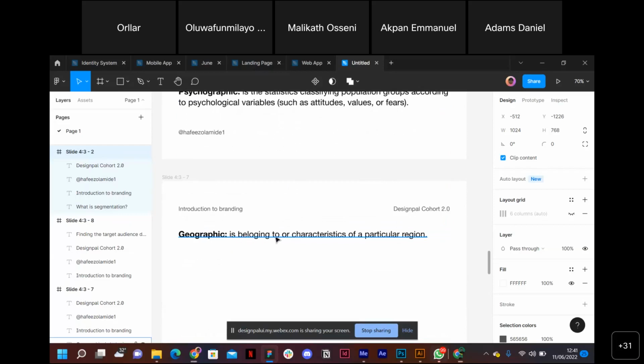So the last one, which is geographic. So this is belonging to or characteristics of a particular region. Let's take for instance, I want to design a brand for those in Lagos only, but not those in Abuja or those in the states. So because of that geographical location I've chosen, you will take a viability study on this geography.